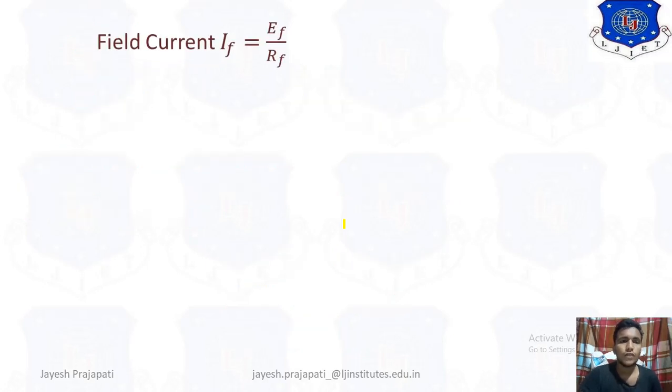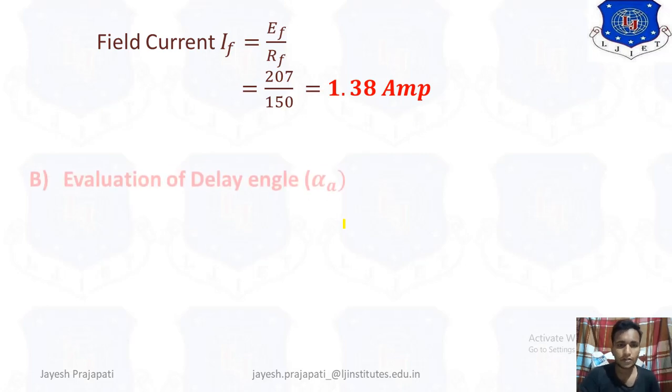Now the field current IF is equal to EF by RF, that is a simple Ohm's law. From this 207 and 150, we know that the field current is 1.38 ampere. So that is the solution of part A. We have determined the field current. Now in part B, we have to find out the delay angle for the armature circuit.